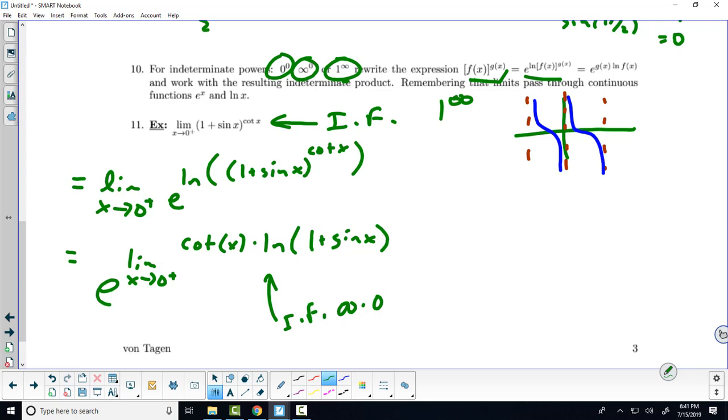Rewrite it. What do you mean, Tasha? Rewrite it as a fraction. Yeah, so right now it's an indeterminate product, and L'Hopital's Rule only applies to indeterminate quotients. Let me give myself a little room here.